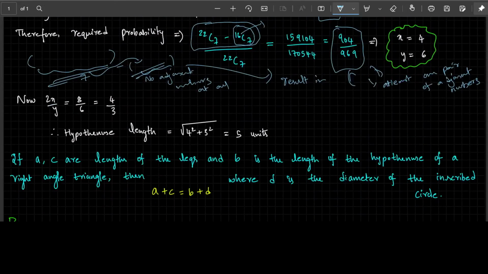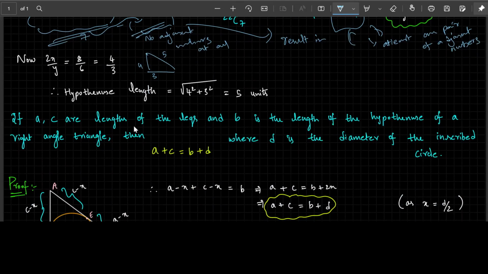And now 2x by y is equal to 8 by 6, which is equal to 4 by 3. So the legs of the required right angle triangle are 4 and 3. Therefore the hypotenuse will be 5, isn't it? Now this is a so-called theorem.